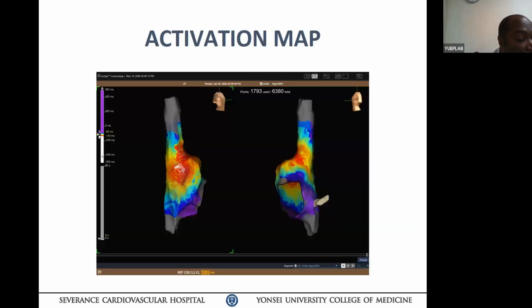Activation mapping showed this pattern. We see a focal pattern with the earliest break in this area, which again was in the superior posterior area near the high crista terminalis.